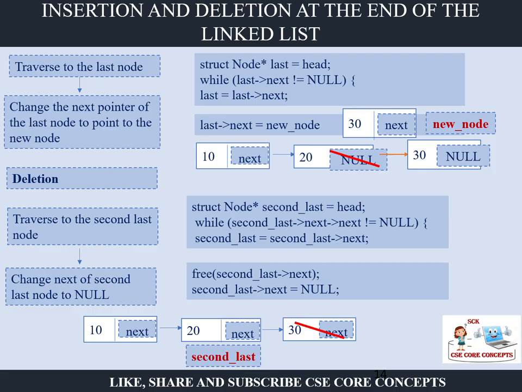And you can release the next node of the second last node. Who is the next node of the second last node? 30. So you can use the free function to release that memory. The next of the second last node will now become null, which indicates that 20 is the last node. So you could delete the last element from the list.